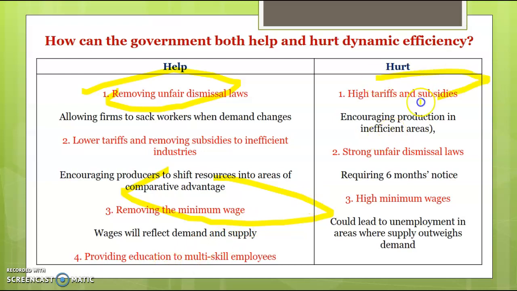Policies that hurt: high tariffs and subsidies because they encourage inefficient production, high unfair dismissal laws because then it's harder to sack people, so you might be stuck with people for a long period of time. High minimum wages could lead to high unemployment as well, which we'll talk about more in class.